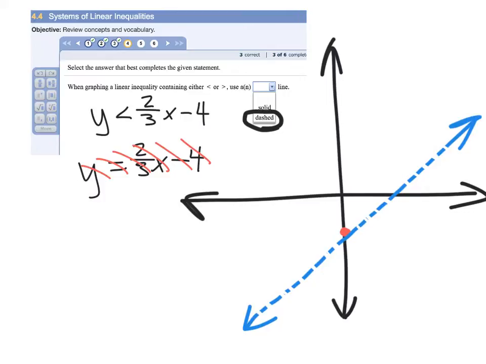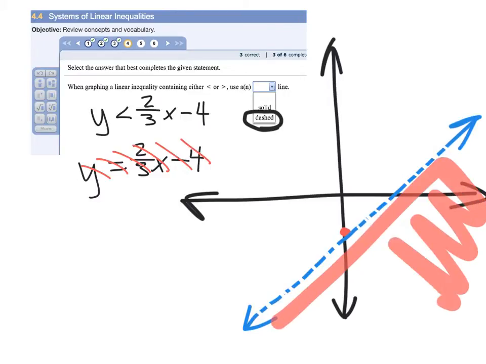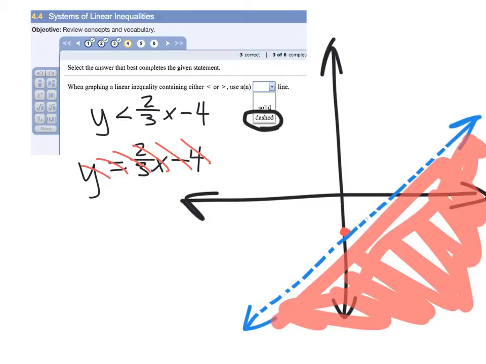Now, the other thing, and I'm going to go a little bit beyond, is what side would we shade? Well, this says y is less than 2/3 x minus 4. So are we going to shade above or below? Since it's less than, that goes with below. And so we're going to shade everything below, but we're not going to include that dashed line. It does not include it.